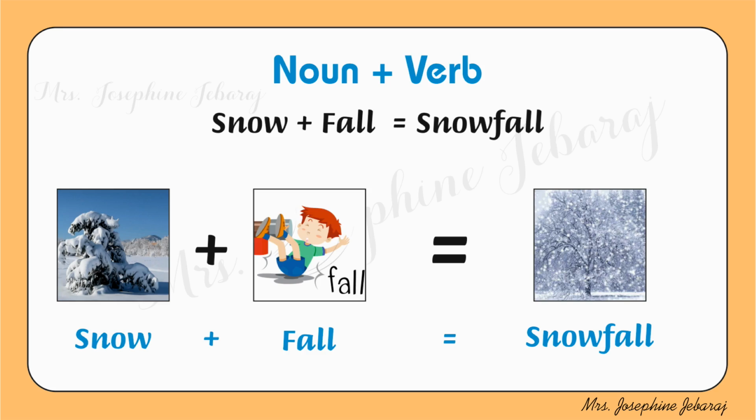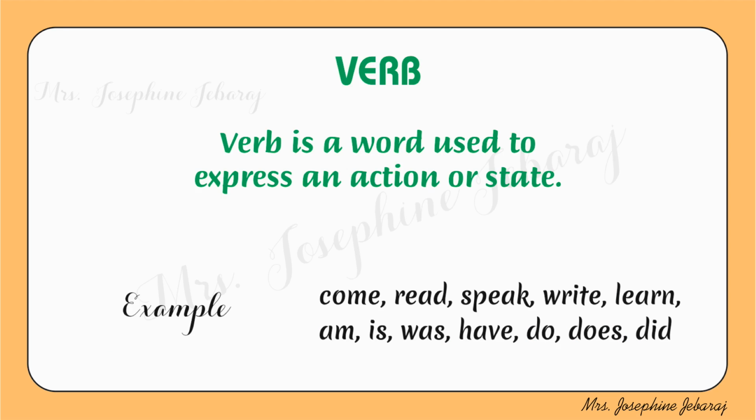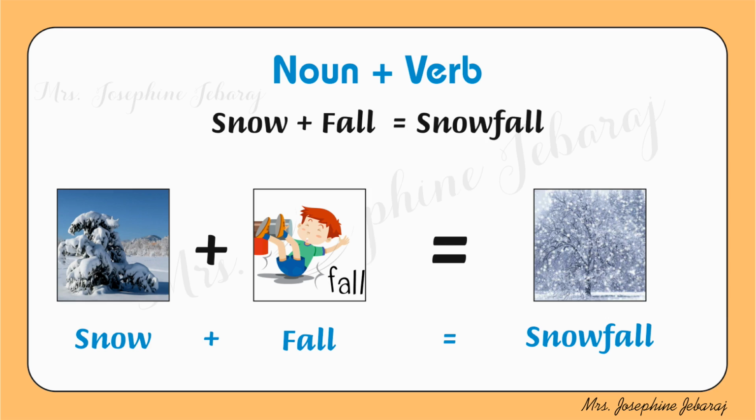The combination of noun and verb. As we have learned the definition for noun already, let us learn what is a verb now. A verb is a word used to express an action or state. Let's see a few examples. Snow, fall. Snowfall. We know it's snow, falling, action, it becomes snowfall.